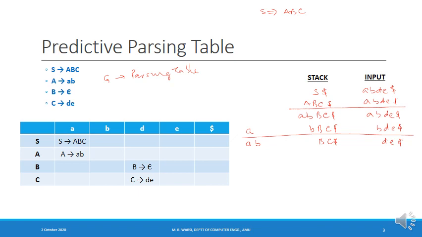Now at this stage, whenever I join the content of whatever has been matched with that of the stack, I will obtain the sentential form. So AB, BC, it is a sentential form. Let me show it over here. This capital A was expanded using AB. So this is the sentential form.